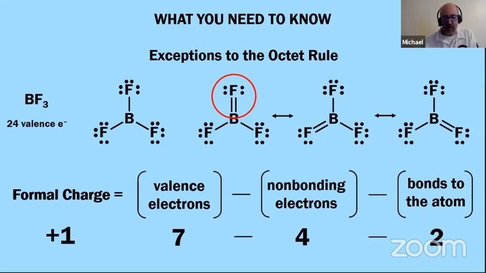So think about that. Let's go ahead and do boron. So we have a positive 1 on the fluorine. Boron would be 3 valence electrons. It currently has no dots around it, so no non-bonding electrons, and 4 bonds. So -1.